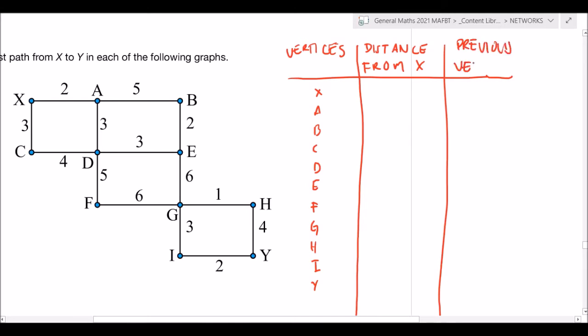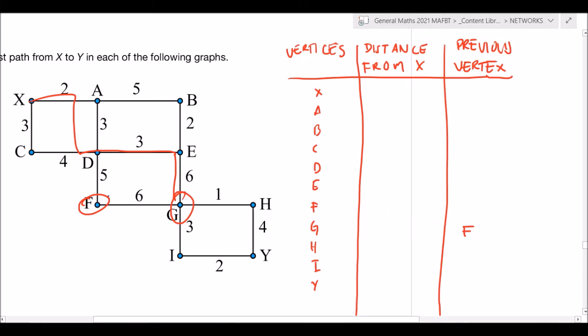Now this sounds a bit unfamiliar, but what this third column is actually going to tell you is the previous vertex, the last vertex from that current vertex you're looking at. So say for example you went through a certain path and you're at G. At G, the previous vertex that will give you the shortest path is either E or it could be F. It depends on which one we found as the shortest path from X to G.